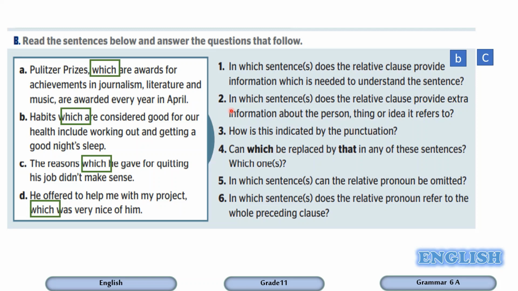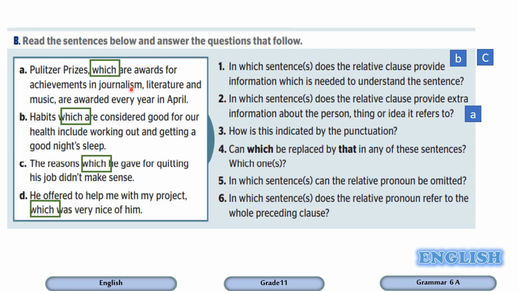Question number 2. In which sentences does the relative clause provide extra information? Provide extra information means not really important, but more information about the person, the thing, the idea it refers to. Sentence number A. Pulitzer Prizes, which are awards. So we know that prizes are awards. But here there is more information.